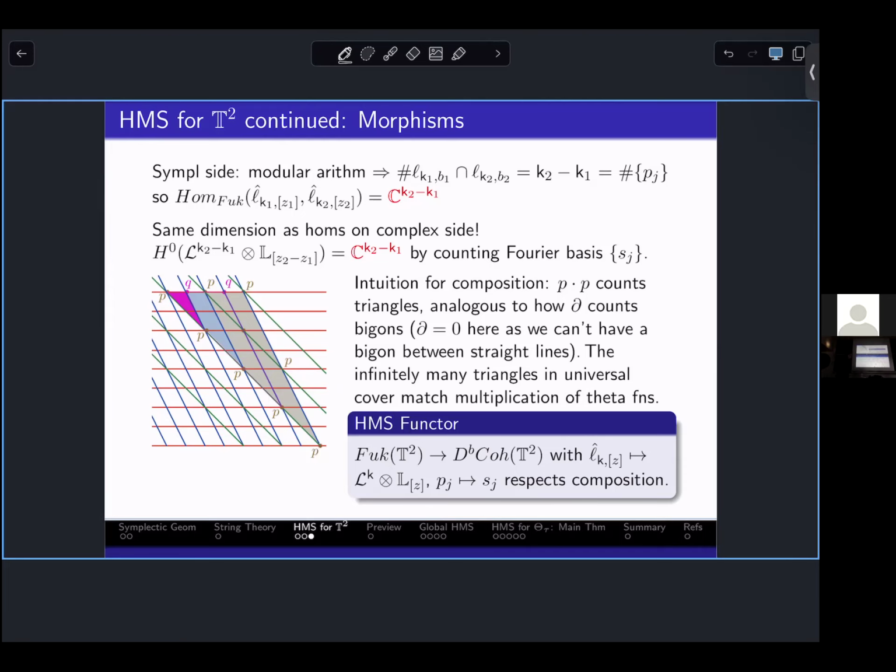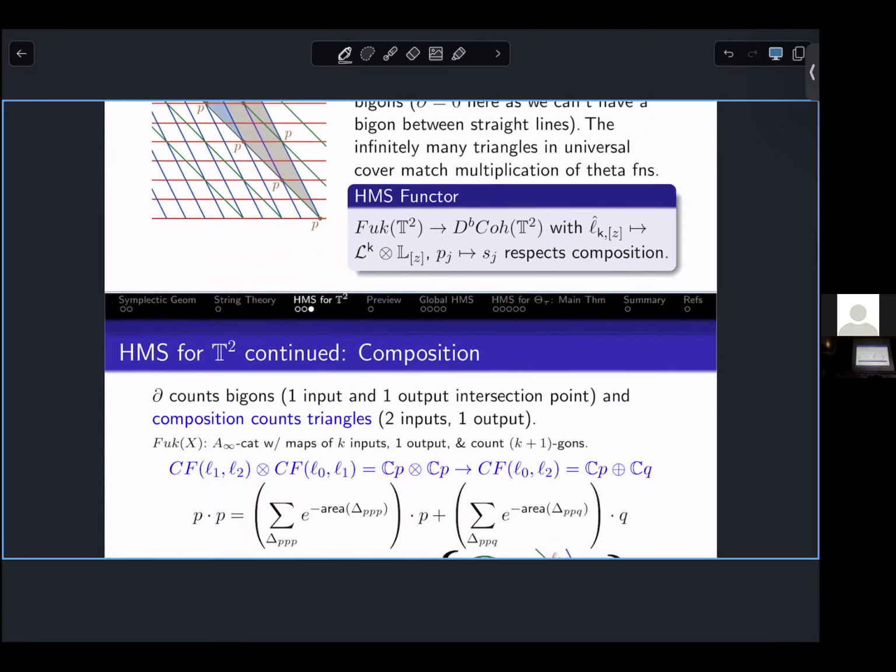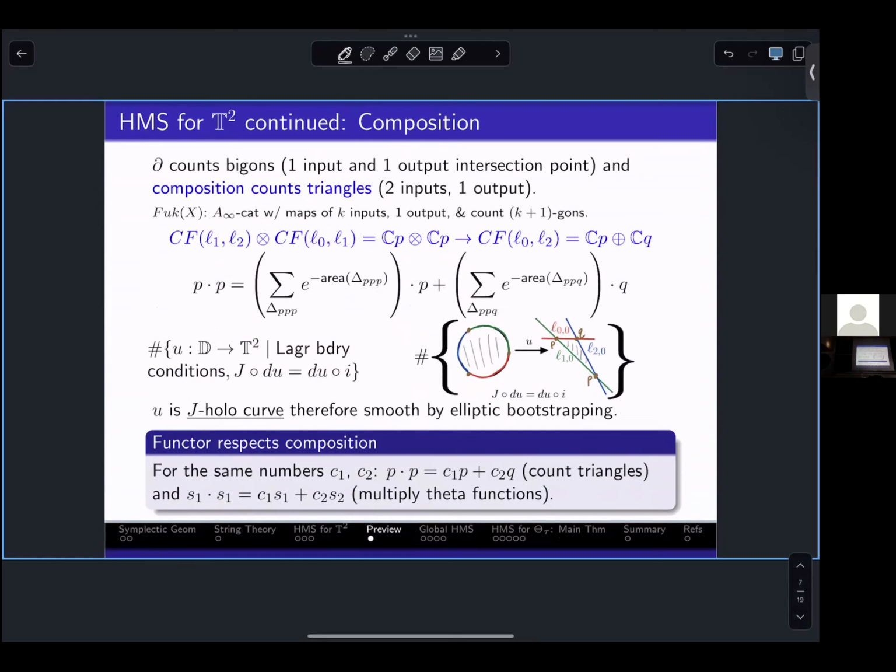All right, so to say a little bit more about the J-holomorphic curve count, the differential counts bigons, one input and one output. Composition counts triangles, which is what the rest of this slide is about: 2 inputs and 1 output. The Fukaya category is actually an A infinity category. So you also have maps with K inputs and 1 output where you count K plus 1 gons. And they satisfy A infinity associativity, so they satisfy relations like a Leibniz rule and D squared equals 0 and higher order operations.